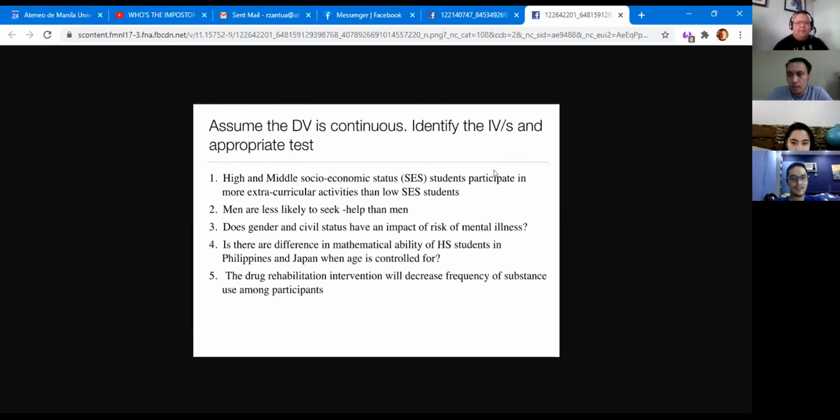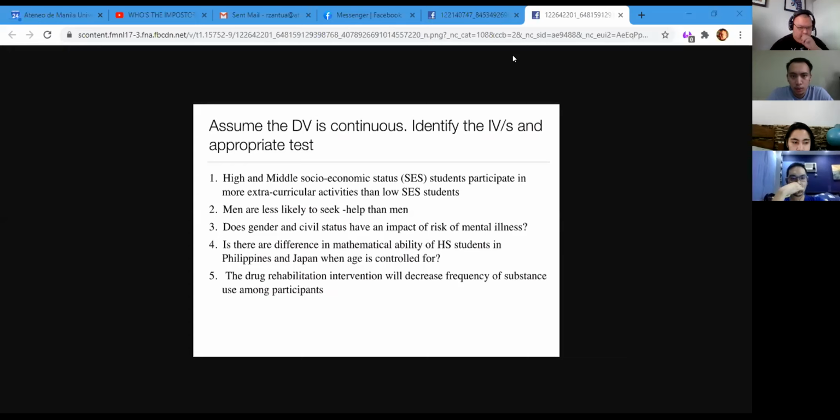Okay, so would we like to go through this? Identify the IV and DV. Let's go through and look for the IV first. I will annotate it in blue. Tapos balikan na lang natin yung test later.